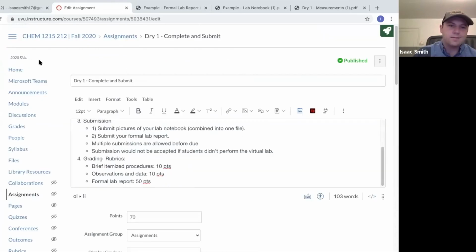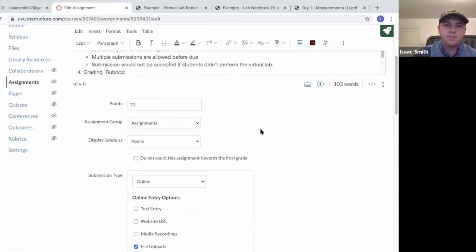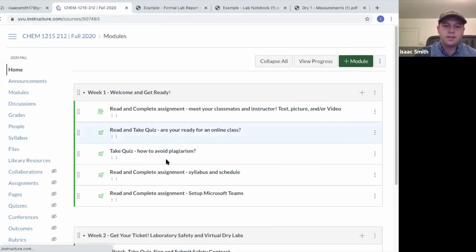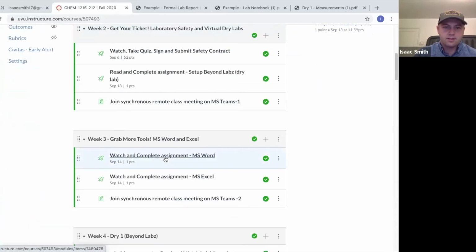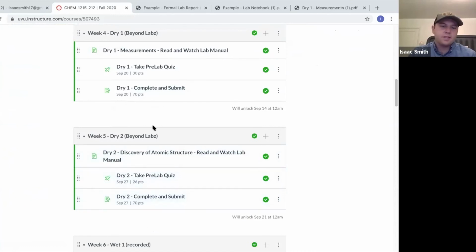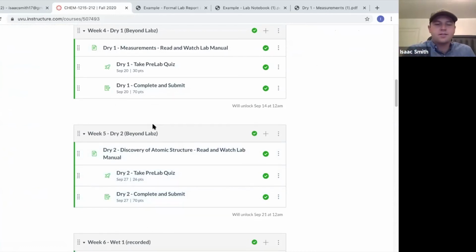So you're going to upload it as a PDF, which would be best. A PDF is just the easiest for me to read online. So a PDF of your lab notebook and your lab report both go in the complete and submit assignment. Every week you just need to do that, and it just kind of repeats. It's just a different lab procedure, obviously, a different lab you're doing. But you'll have pre-lab questions, and then you'll have a lab report and a lab notebook due after.